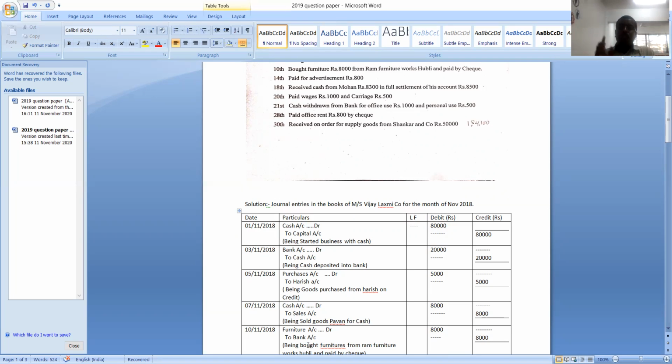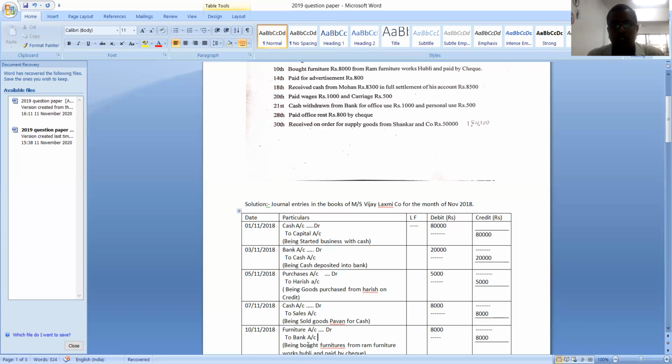See here, suppose it is bought furniture rupees 8,000 from Ram Furniture Works Hubli and paid cash. At that time, two accounts will be, one is furniture account and another one is cash account. But here payment is not made in the form of cash. Payment is made in the form of check. So who represents check? Bank represents check. So two accounts will be, one is furniture account and another one is bank account.